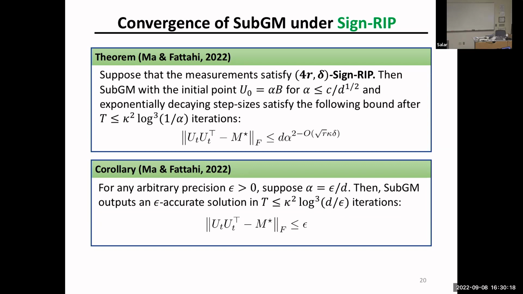We show that given any precision, epsilon, suppose that this is only for outlier noise. Given any arbitrary precision, the subgradient method with small initialization will converge to an epsilon accurate solution, provided that the initialization scale alpha is proportional to epsilon, and the number of iterations is going to be polylogarithmic. So this is a near linear convergence result. It's not sublinear; it is near linear.